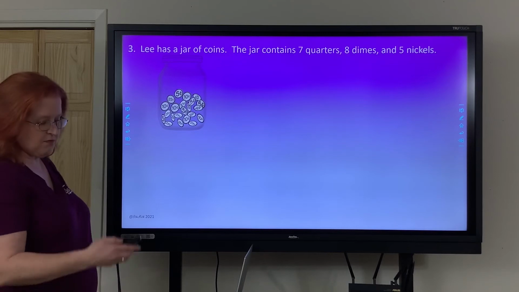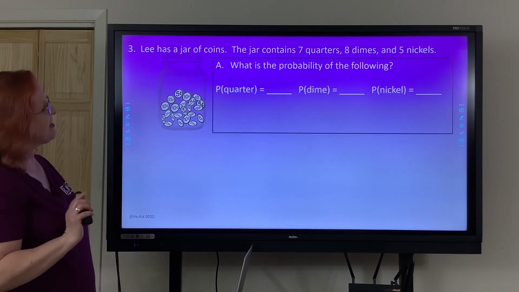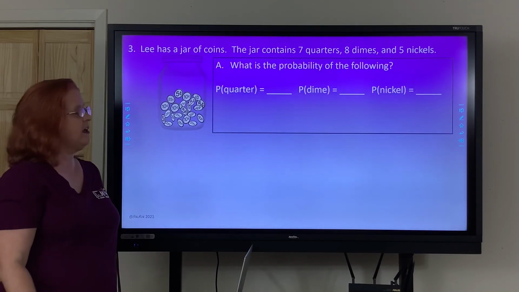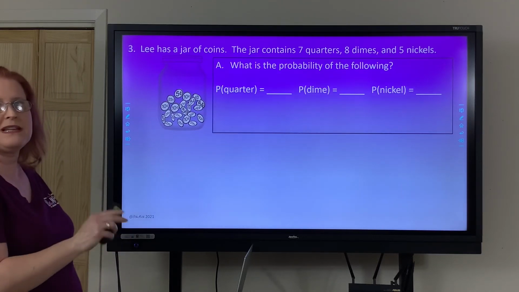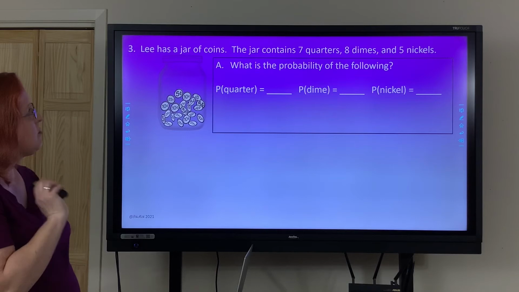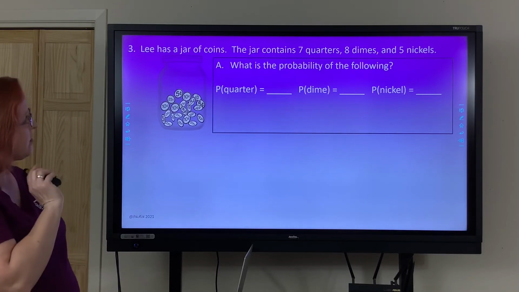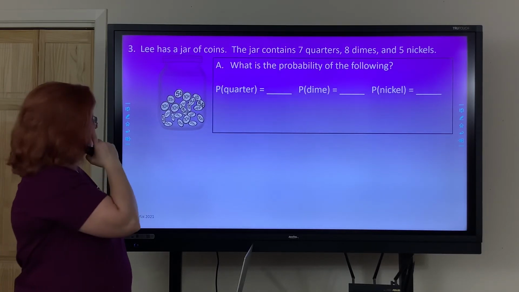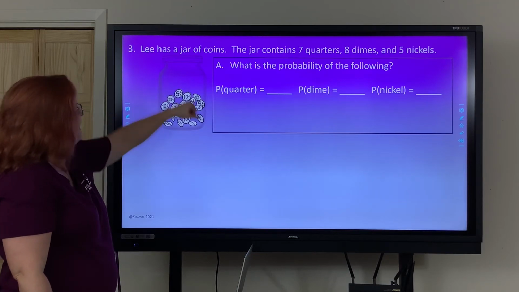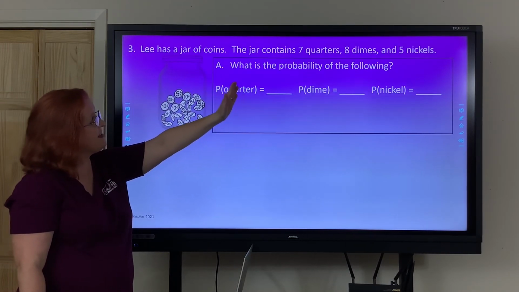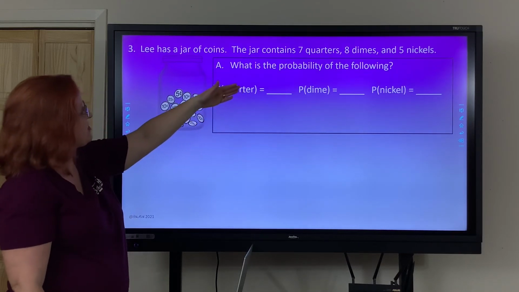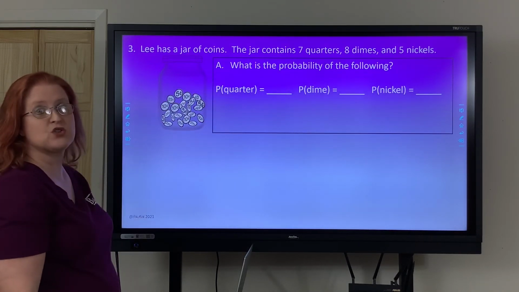All right, so what are my tasks? What is the probability of the following? Okay, so now these are just single actions, simple probabilities or simple events. And so we want to look at getting a quarter, getting a dime, and getting a nickel. All right, so how many is there? Well, you can count them all or you can just add them up. There are 20. 7 plus 8 is 15 plus 5 makes 20.